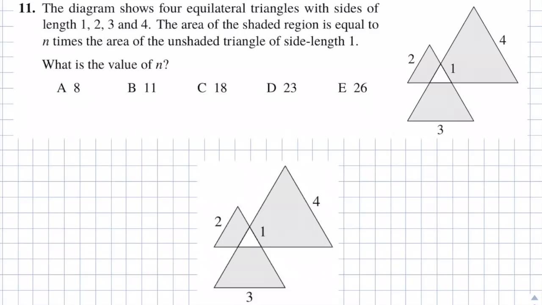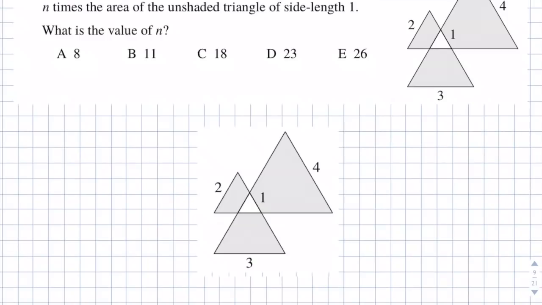Today we are looking at the intermediate maths challenge from 2017, questions 11 to 20. Question 11 says the diagram shows four equilateral triangles with side lengths 1, 2, 3 and 4. The area of the shaded region is equal to n times the area of the unshaded region of side length 1. What is the value of n?